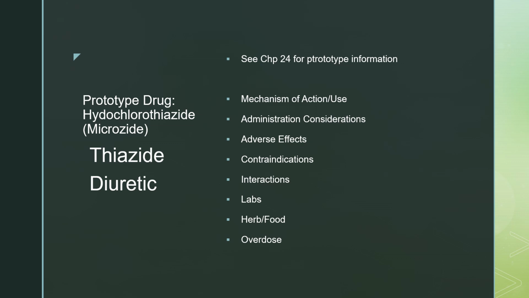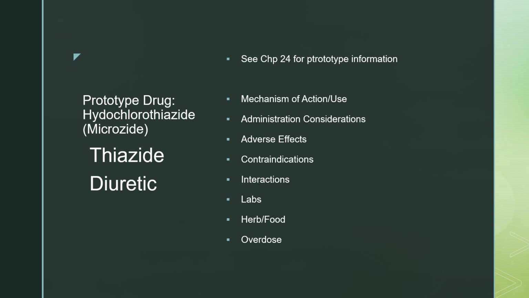Contraindications with this medication include anuria and a prior hypersensitivity to thiazides or sulfonamides. HCTZ is contraindicated in preeclampsia or other pregnancy-induced hypertension.